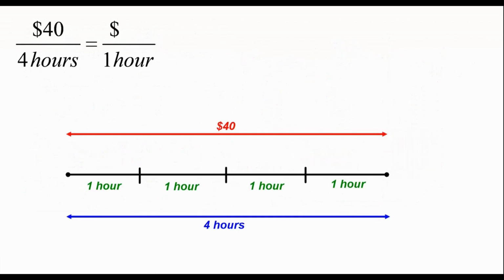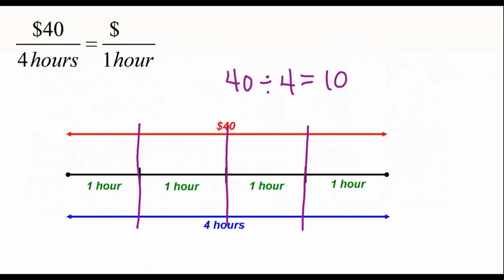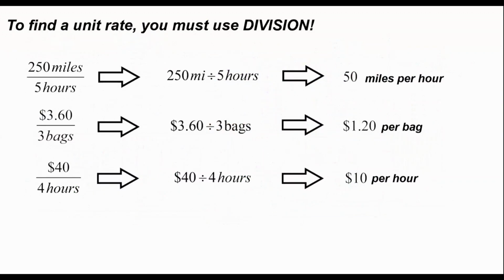Next, we've got the $40 in 4 hours. So I'm working a job and I earn $40 every 4 hours. So again, how much is that in 1 hour? So we're going to take that $40 and divide it into 4 equal groups. So that's division again. $40 divided into 4 equal parts. That's going to be $10 every hour. So every hour I work, I get $10. So my unit rate is $10 every hour, or $10 per hour. So to find a unit rate, we're going to use division.